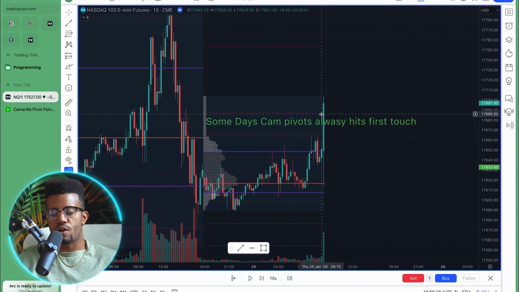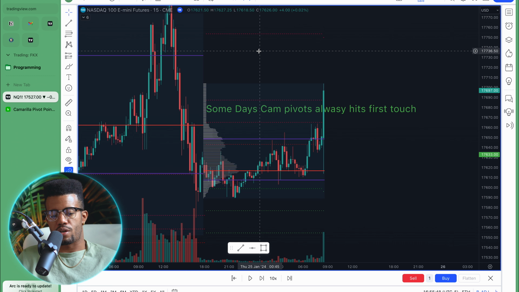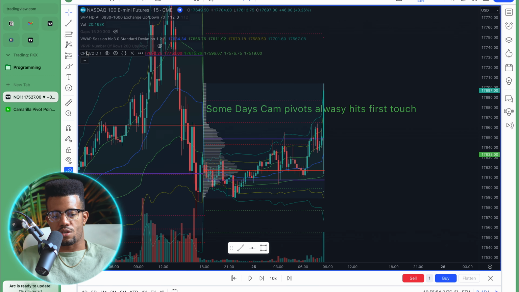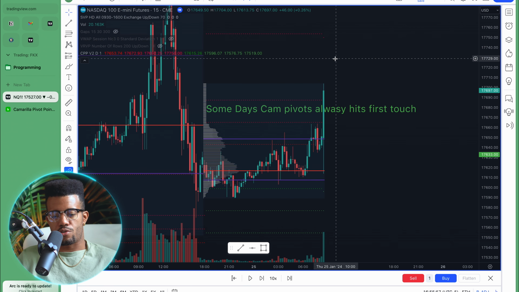We cracked this level on the 15. It still is early in the day, but I'm expecting us to play around in this price a little bit more. But we might return to the mean a little bit on the session. If I want to see where the mean is, I could turn on VWAP. I can see that VWAP is way down there. It's a little bit messy, so I'm going to turn that back off.